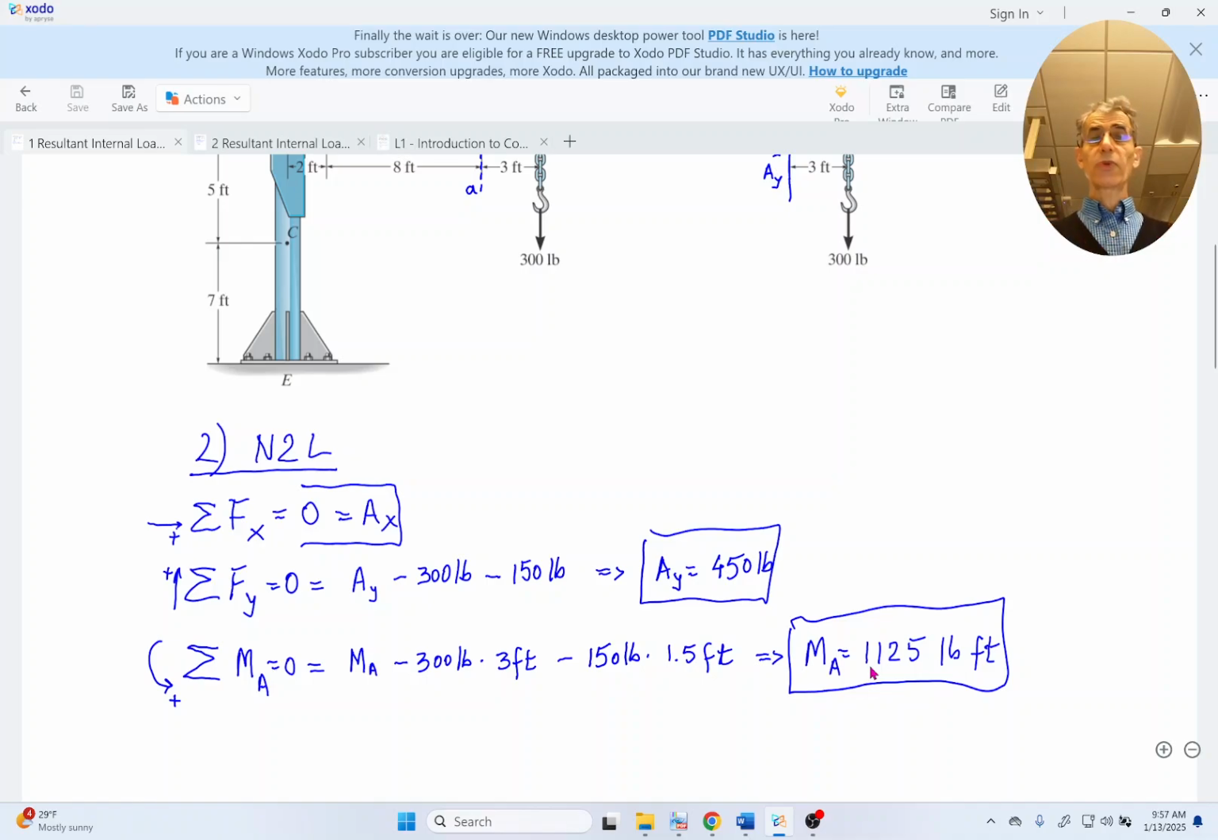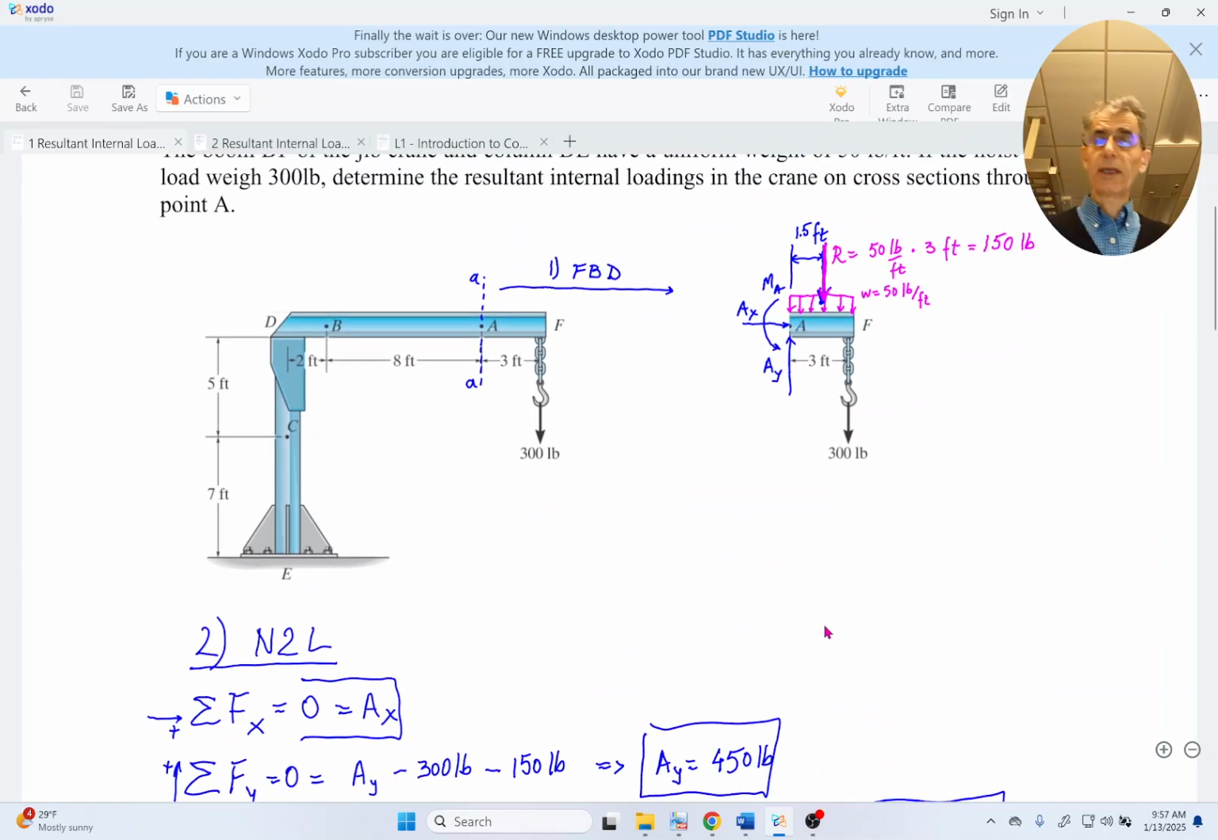And the next problem will be a little bit more complicated because we'll tackle a beam that has two supports basically at each end. So that point A will be between the two supports.